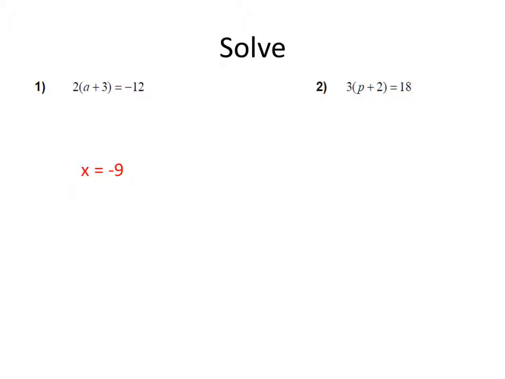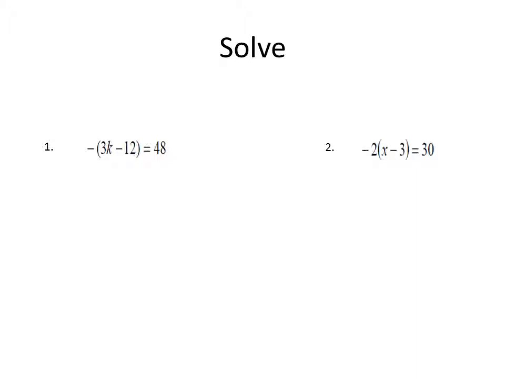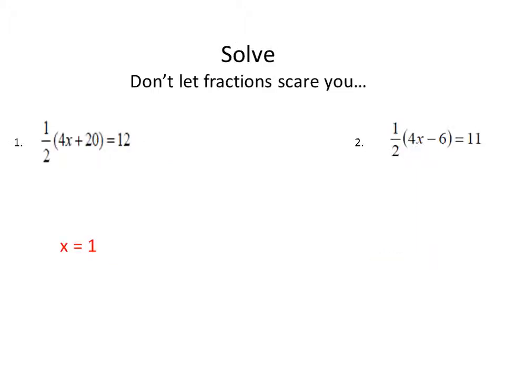Did you get x is equal to negative 9? How about x is equal to 4? How about these? k is equal to negative 12, and x is equal to negative 12. Don't let fractions scare you. Multiply everything inside by what's outside. You should get x is equal to 1 and x is equal to 7.